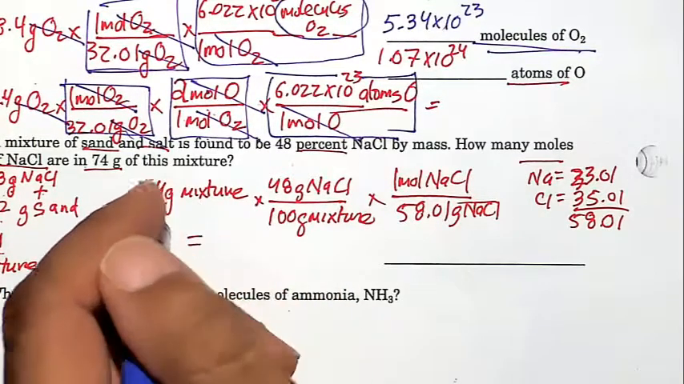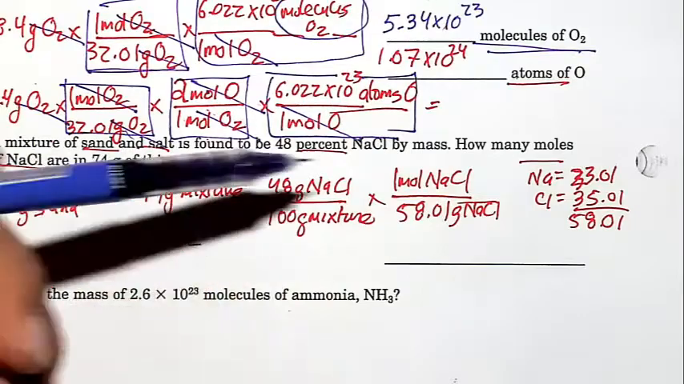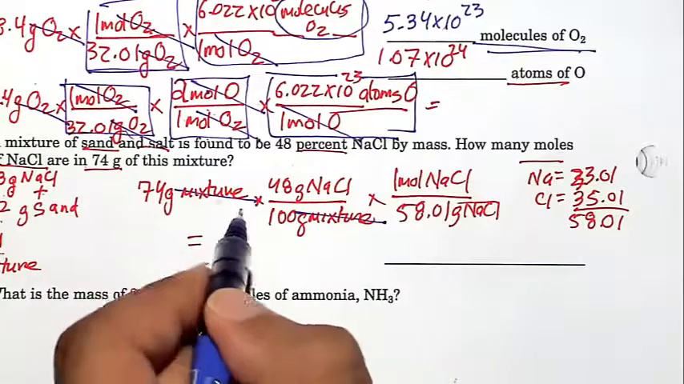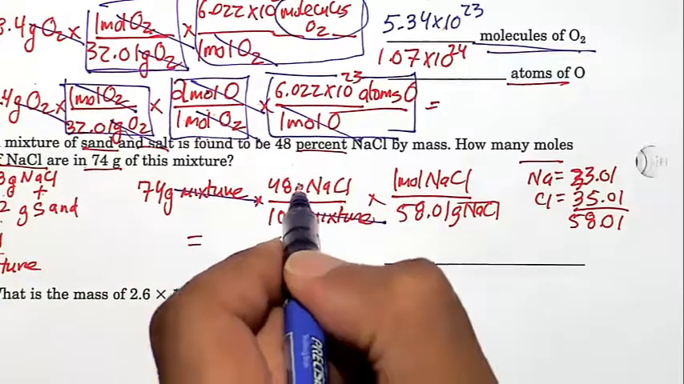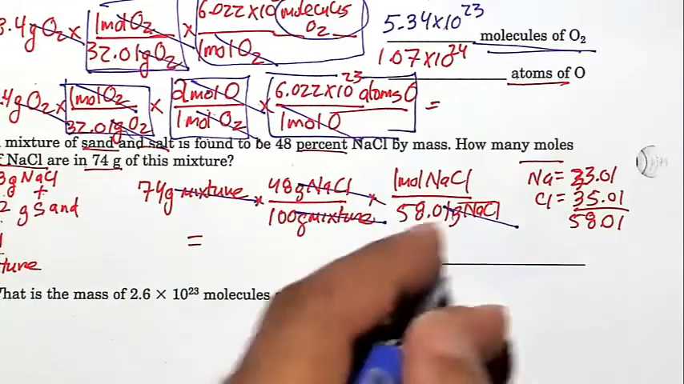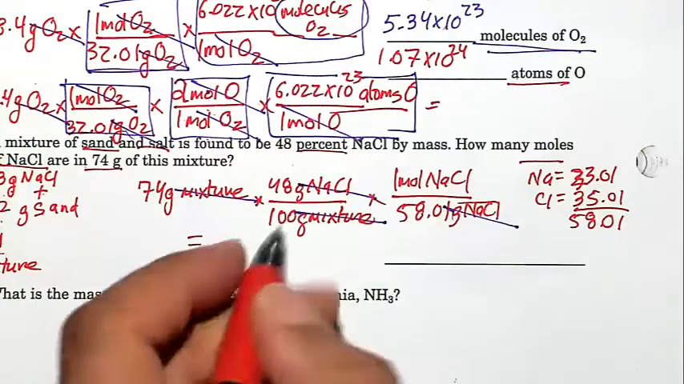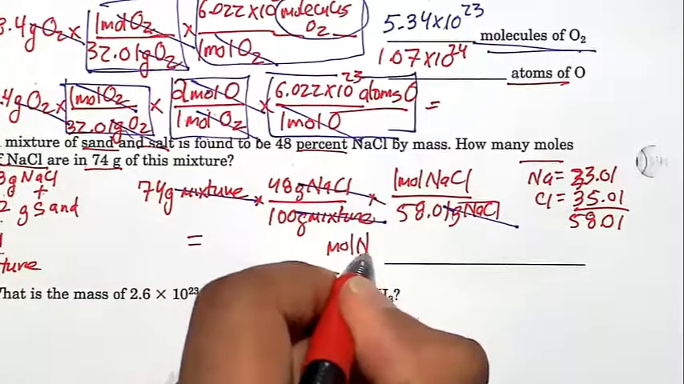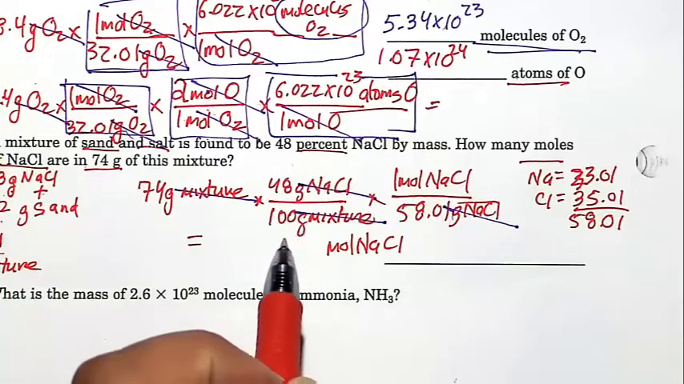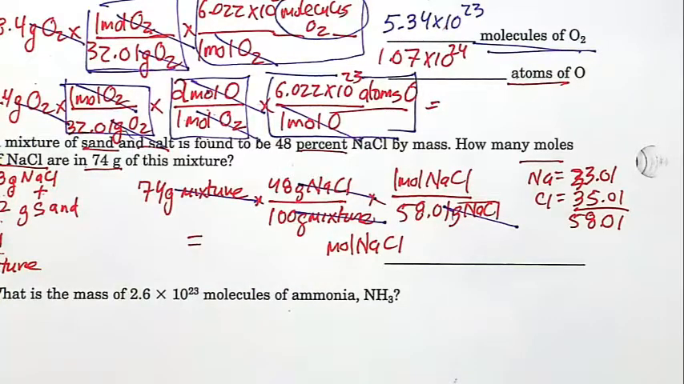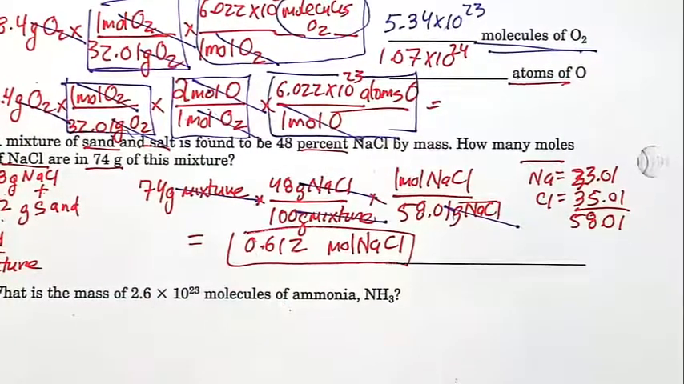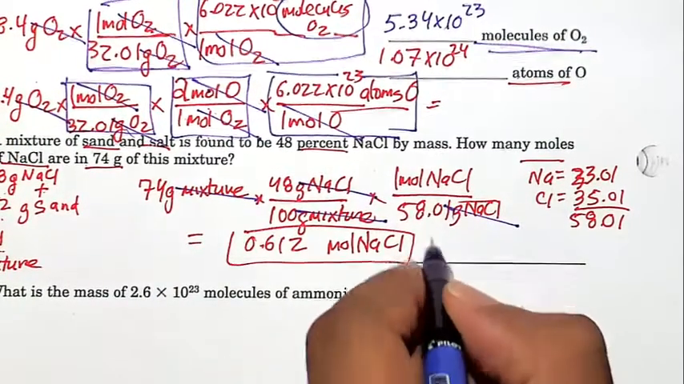One thing I do want to illustrate again is this train. Always use this train to cancel out. It makes life a little easier. Grams of mixture cancel with grams of mixture. Grams of sodium chloride cancel with grams of sodium chloride. And your answer is moles of sodium chloride. So 74 times 48 divided by 100 times 58.01. I have to always put my unit, 6.612 moles of sodium chloride.